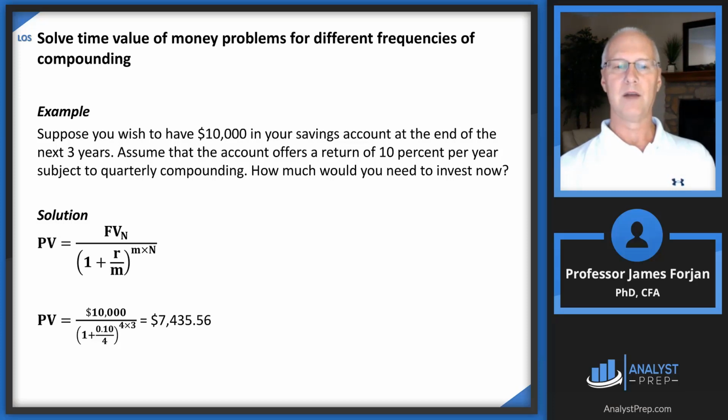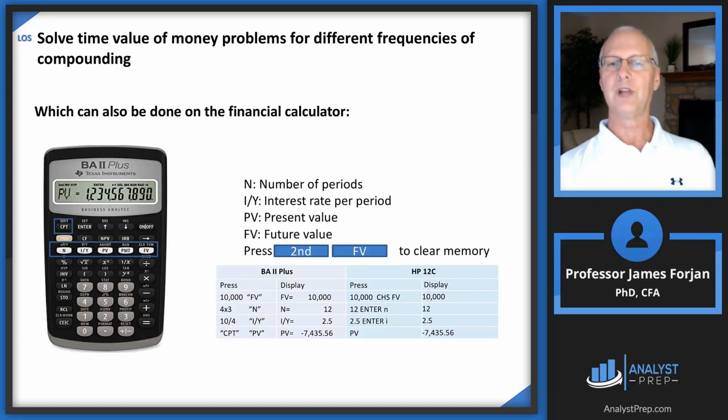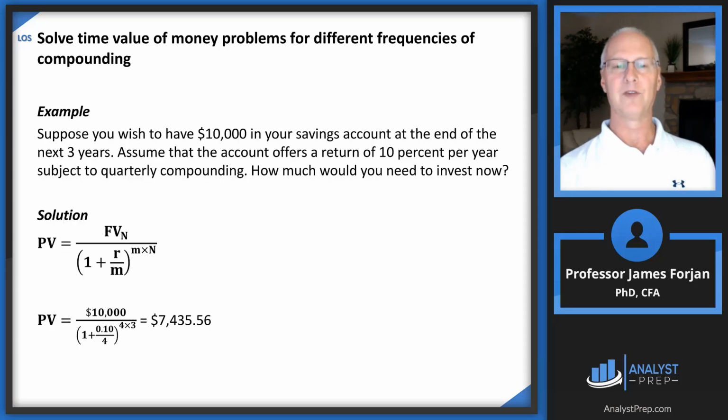Notice we divide by 4, and then we multiply by 4. Divide inside the parentheses, multiply outside of the parentheses. Now, in a few slides, I'm going to show you how to make this calculation using your financial calculator. So let me go back to this previous slide.